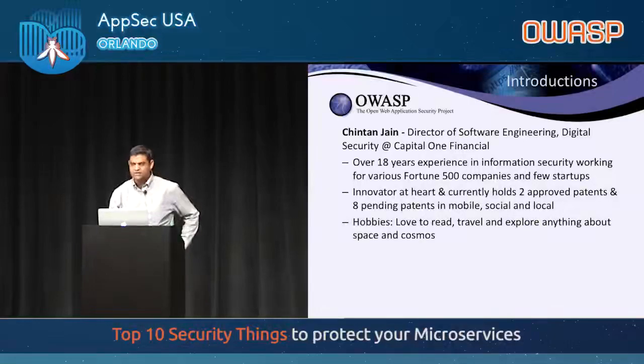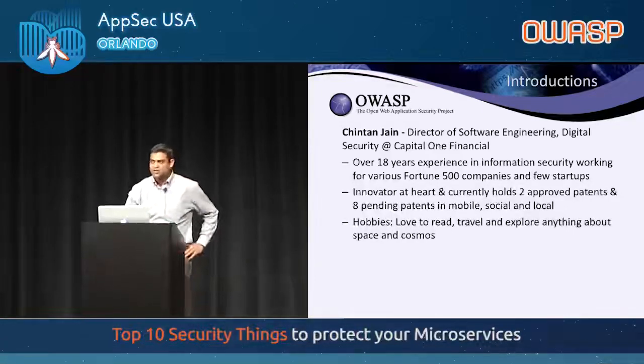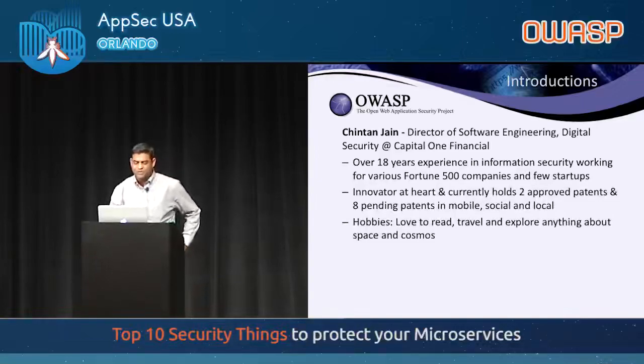I have about 18 years of experience in the information security field, working for various Fortune 500 companies like eBay, Marriott, and now Capital One. I was also privileged to work with a few early and late maturity startups. I'm an innovator at heart, and I like to innovate. I have about 10 patents, 2 approved and 8 pending, mainly in the area of mobile, social, and local. I love to travel and read, and I really like to explore anything about space. So that's about me.